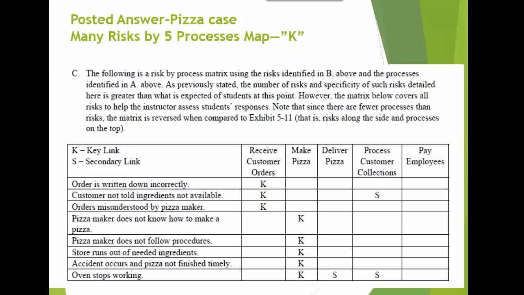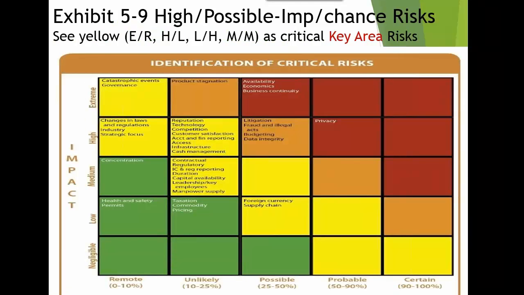And then the secondary risk is, if this thing goes wrong, as an example, if the ingredients aren't there, that's a key risk. But from a customer perspective, we're not going to be able to collect the money. If the oven stops working, the key is that we're not going to make the pizza. But secondary to that, we're not going to be able to deliver the pizza, and we're not going to be able to collect any money from the customer. Okay, critical risks and the identification of critical risks.